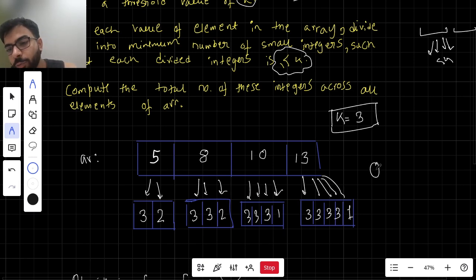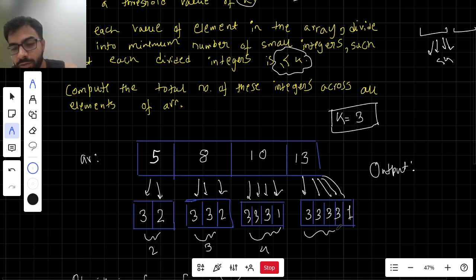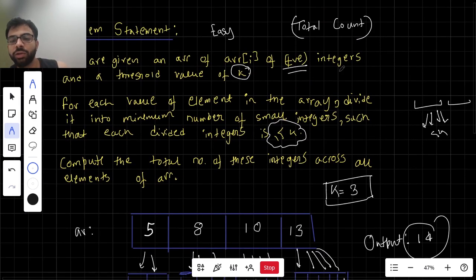Now what is my output? Output is nothing but the count of the total number of elements in each division. So here the count is 2, here the count is 3, here the count is 4, and here the count is 5. So we have 2, 3, 4, 5, giving a total count of 14. So this is what the question is all about: total count.